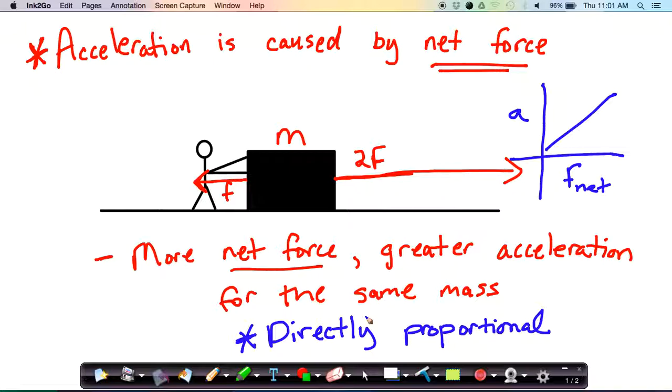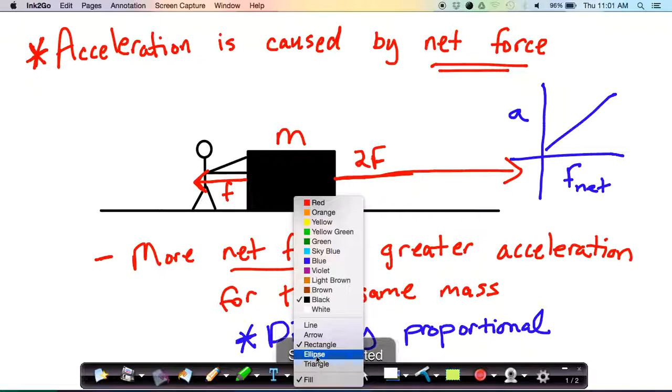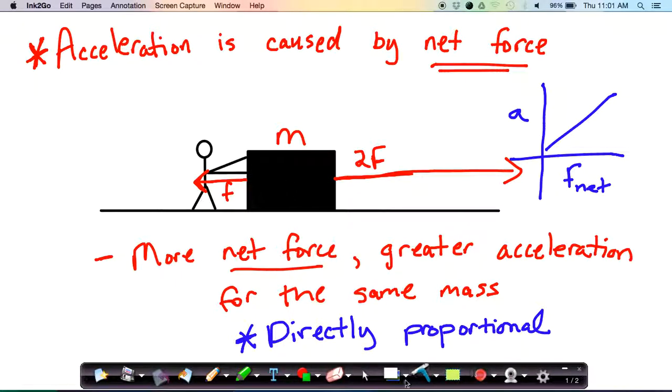Now, net force is not the only factor that influences acceleration. For instance, let's consider what would happen if we took another box and put it on top of our first box. So we're going to be effectively increasing the mass that we're attempting to move in this case. So let's add another box on top of our first box.